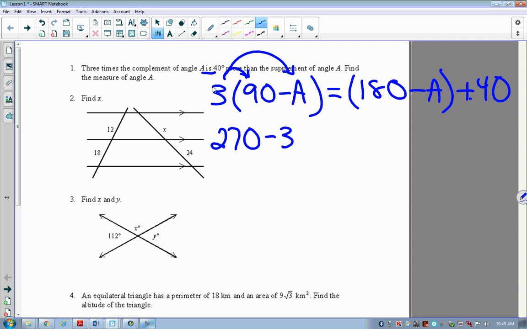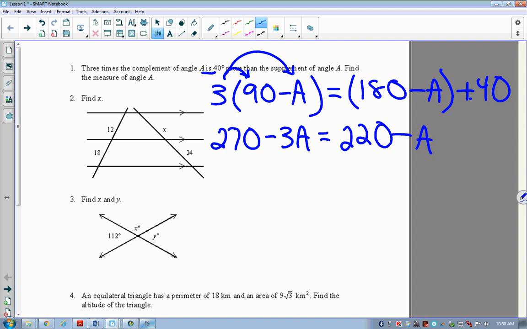Minus 3a. Okay? Now, this is just the associative property over here. Can I drop those parentheses? Sure. Okay? Well, what do I do whenever I drop the parentheses? What can I do there? Add 40 to 180. I'm combining like terms. What's 180 plus 40? 220. And I'm going to finish out the right-hand side by writing minus a.